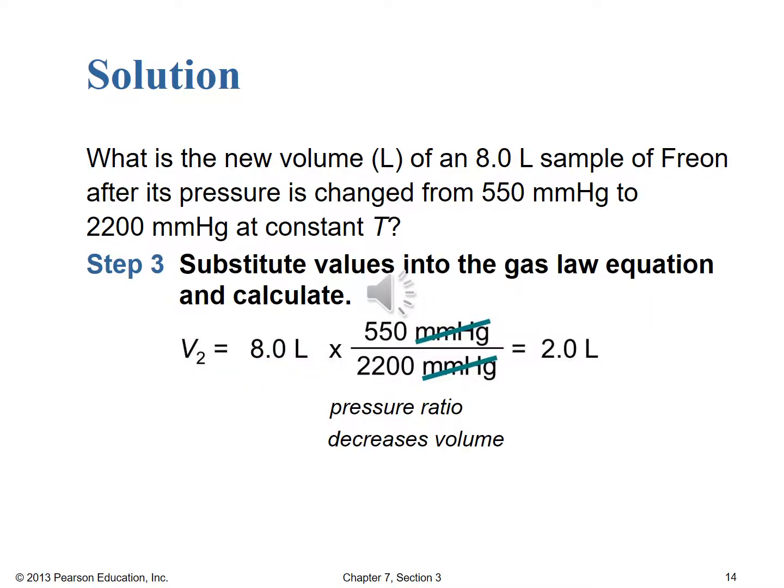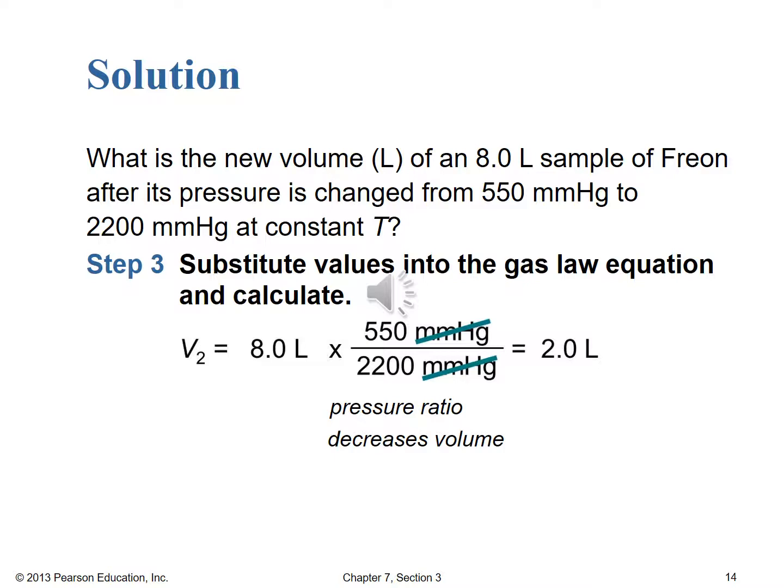All right, and here we have it. We're substituting the values into the gas law equation, and we can calculate. We have V2 equals 8.0 liters times 550 millimeters of mercury divided by 2200 millimeters of mercury. And as I said before, that's a factor of 1/4. And since the pressure increased by 4 times, the volume decreases by 1/4 to give us a final value of 2.0 liters. Hopefully that's what you arrived at on your own.